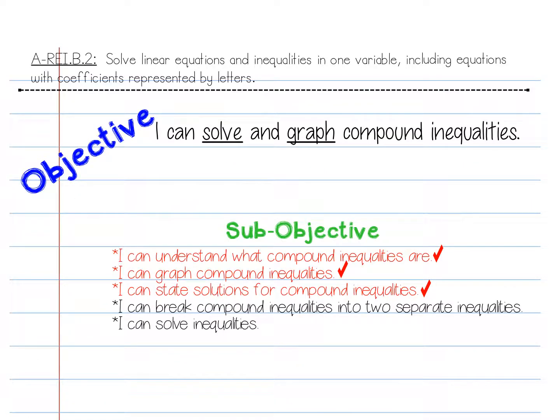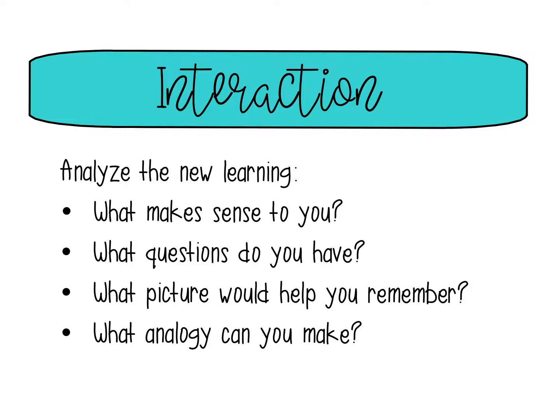Alright, so we have now done these 3 things. Before we understood what a compound inequality was. Now we graphed it and stated the solutions. So we were able to write from a graph what all the solutions were. All right, so we've just moved on to the second part of our objective, which is to be able to graph and write from a graph.